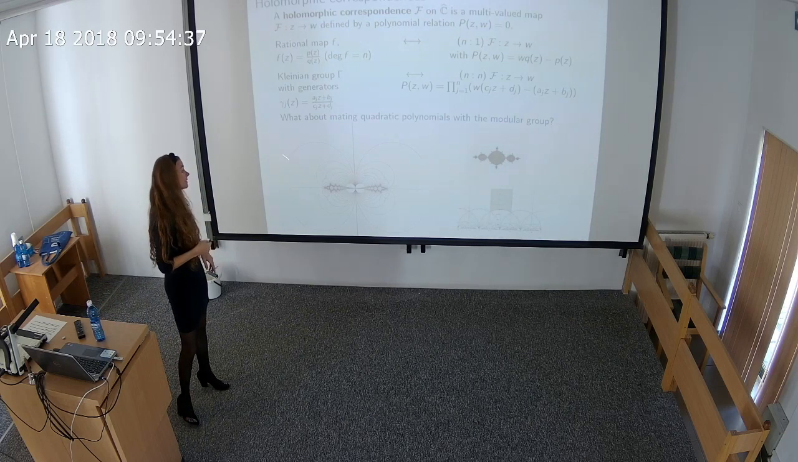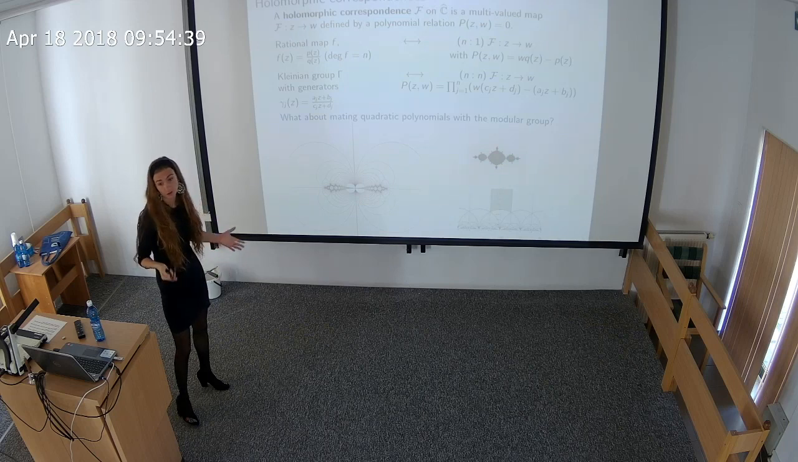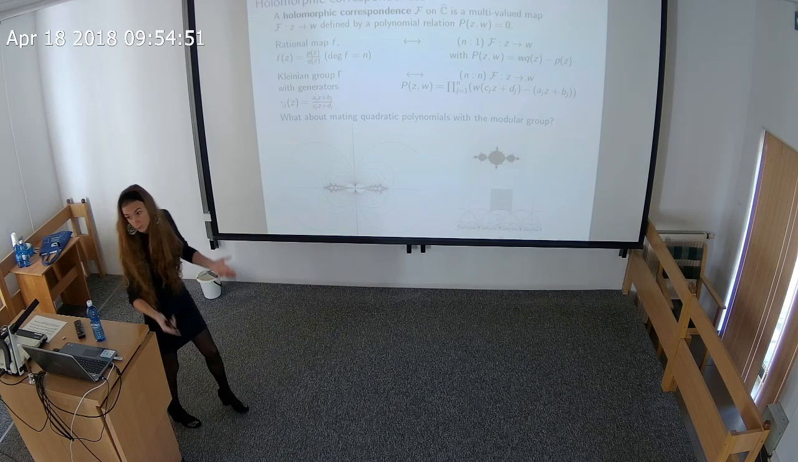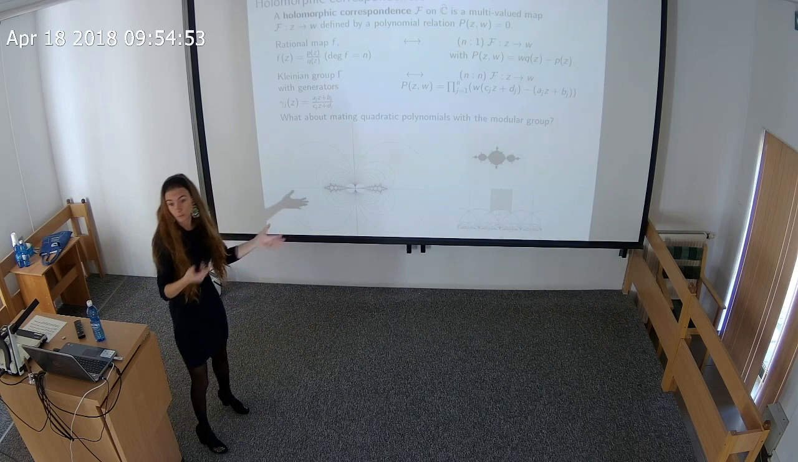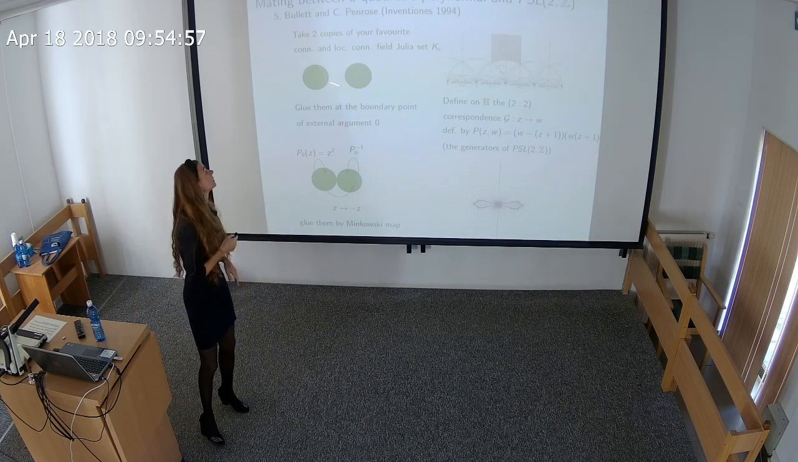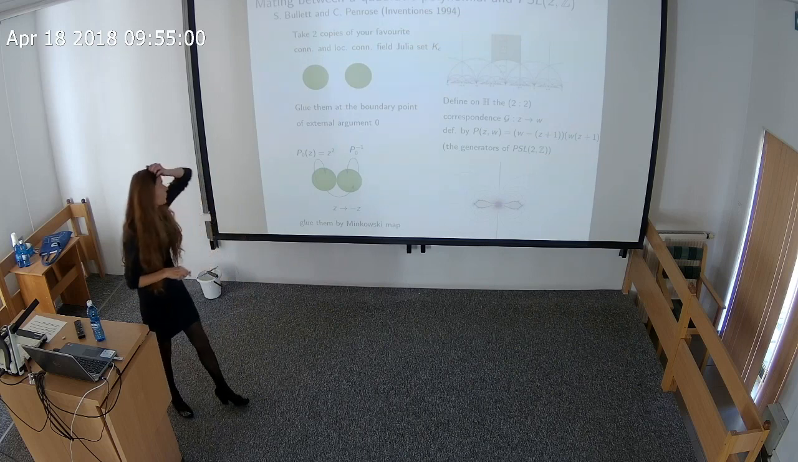And they started seeing these pictures. And this picture looked like two copies of this Fatou-Julia set, one here and one here, with the tessellation of the modular group outside. So they started wondering, what about trying to make quadratic polynomials with the modular group? And they made this construction.